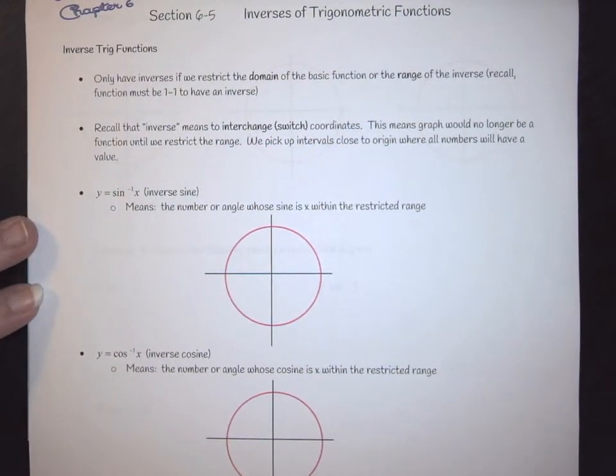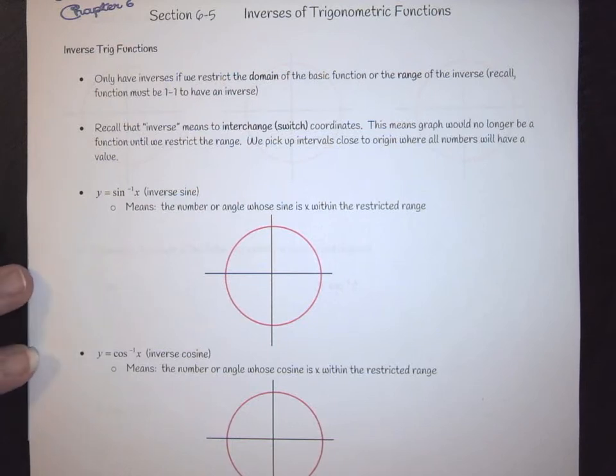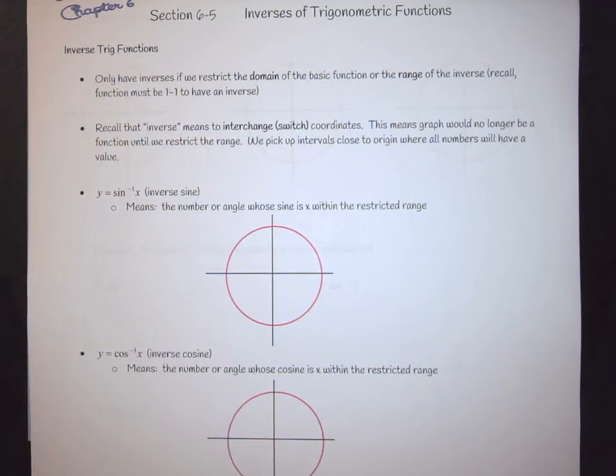Welcome back. Here we're going to look specifically at the inverses of trigonometric functions. If you remember back to algebra days, when we are talking about an inverse, we are talking about interchanging your x and y coordinate places. So what this means is that your graph is no longer a function until you restrict your range. Remember, the range is like your y values. When we're talking about trig functions, now we're talking about an interval.